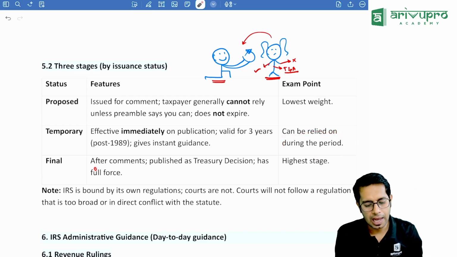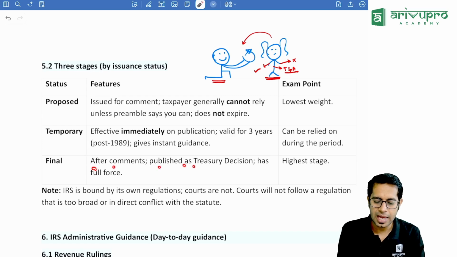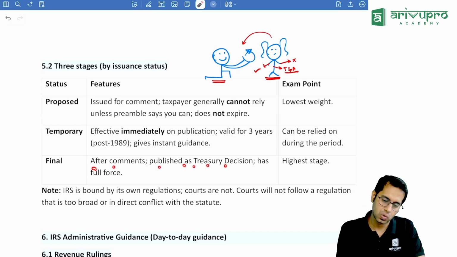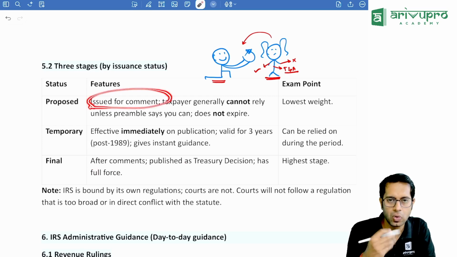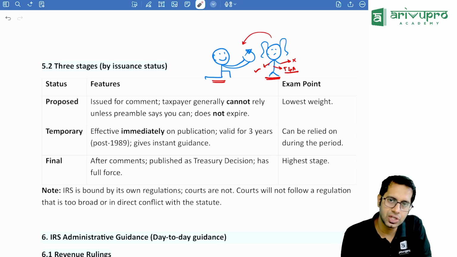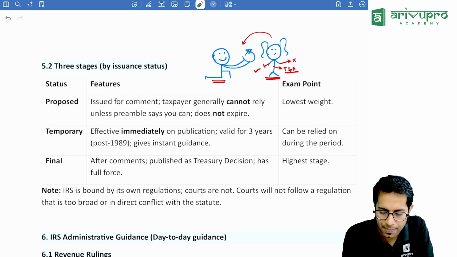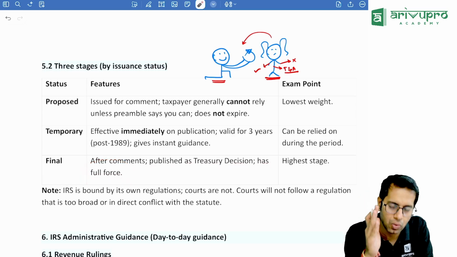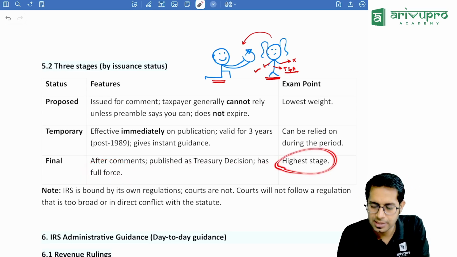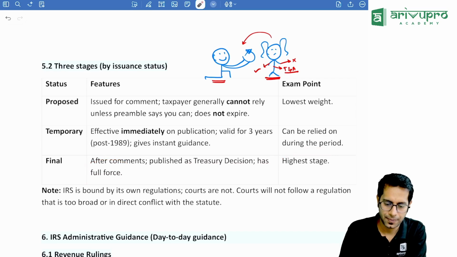Final: after comments, published as treasury decisions. So first the comments will happen. They are going to discuss. Once the discussion has been made, the final decision will happen. It will be published as treasury decisions and it will have full force. Meaning this is now the new law. It has the highest weightage.